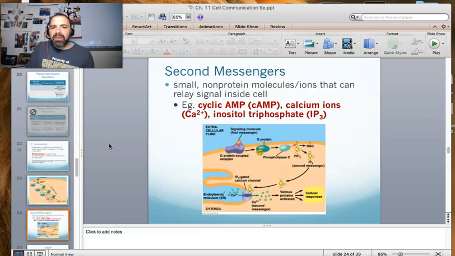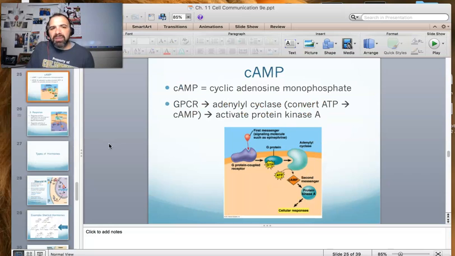There are things called second messengers, and these are small non-protein molecules or ions that can relay signals inside. You have cyclic AMP or cAMP, calcium ions if you talk about muscle contractions, and then IP3, inositol triphosphate. But again, these are just examples of second messengers. cAMP is cyclic adenosine monophosphate. In the picture, you have your adenylyl cyclase, the enzyme. Once it's activated, ATP is converted to cAMP, which becomes a secondary messenger, activating protein kinase A, leading to cell response.